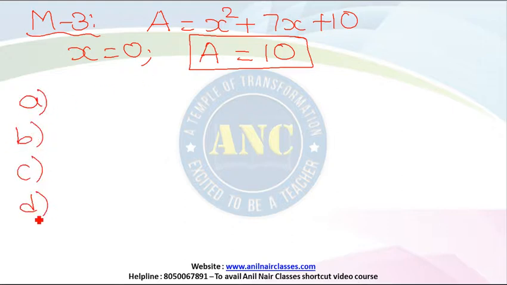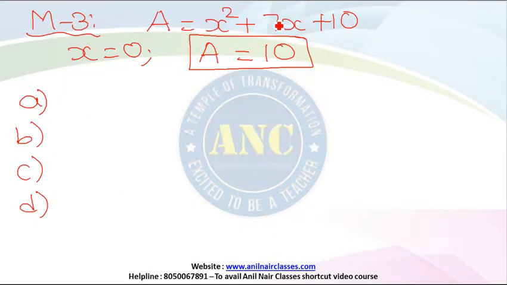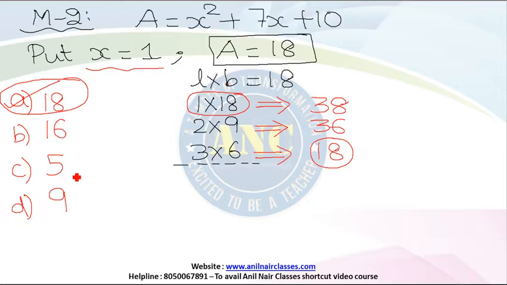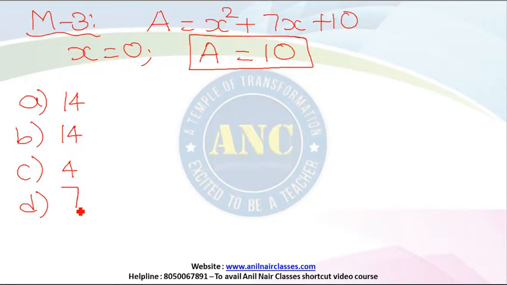First option is 4x plus 14. Let me see it here itself. X value is 0. First option is 14. Second option is also 14. Third option is 4. Fourth option is 7.